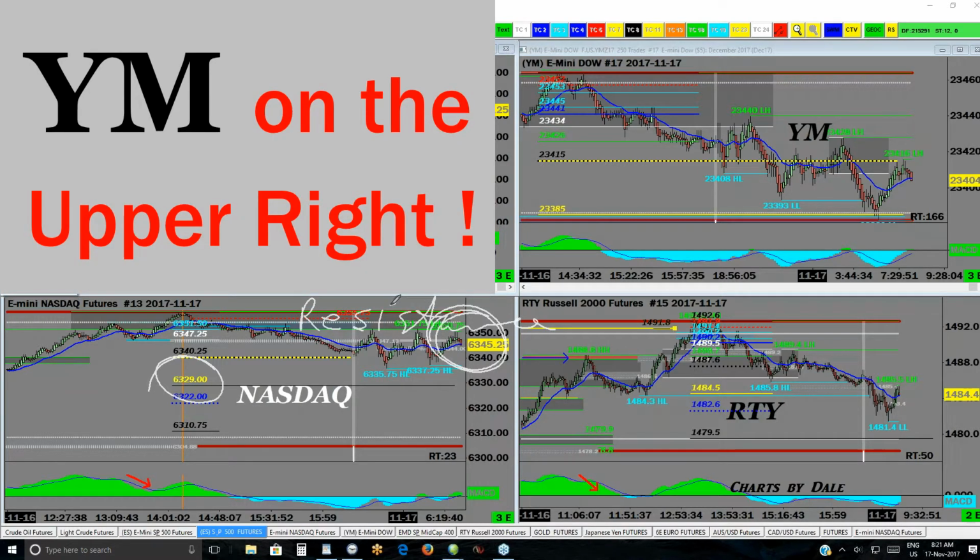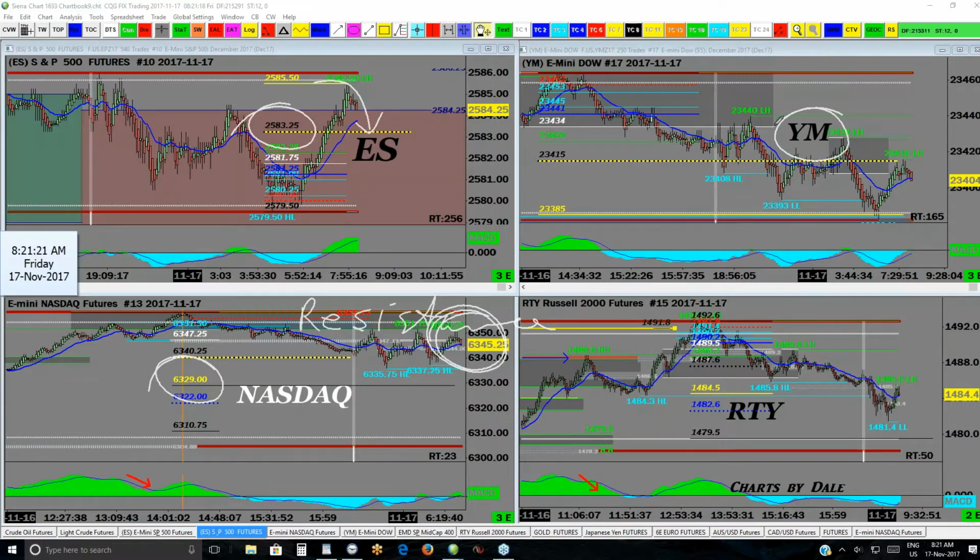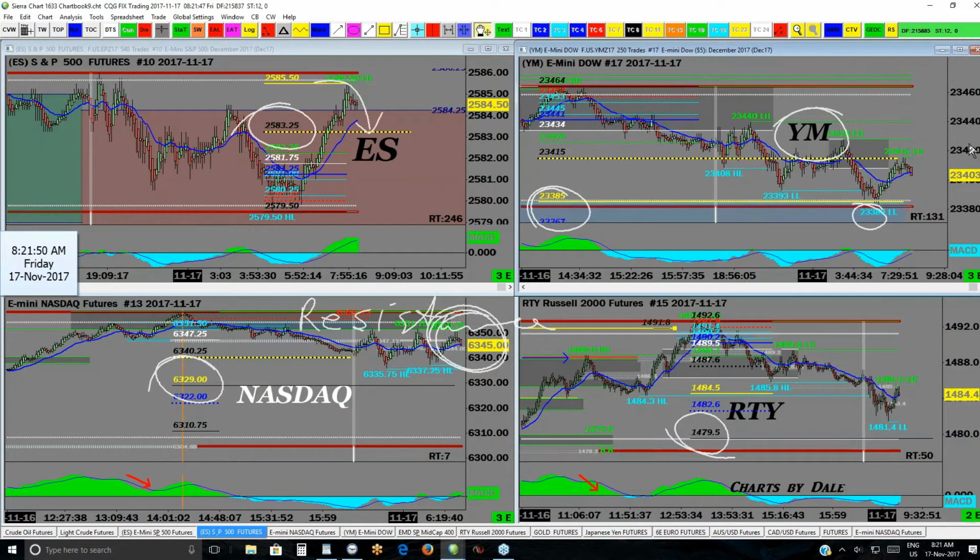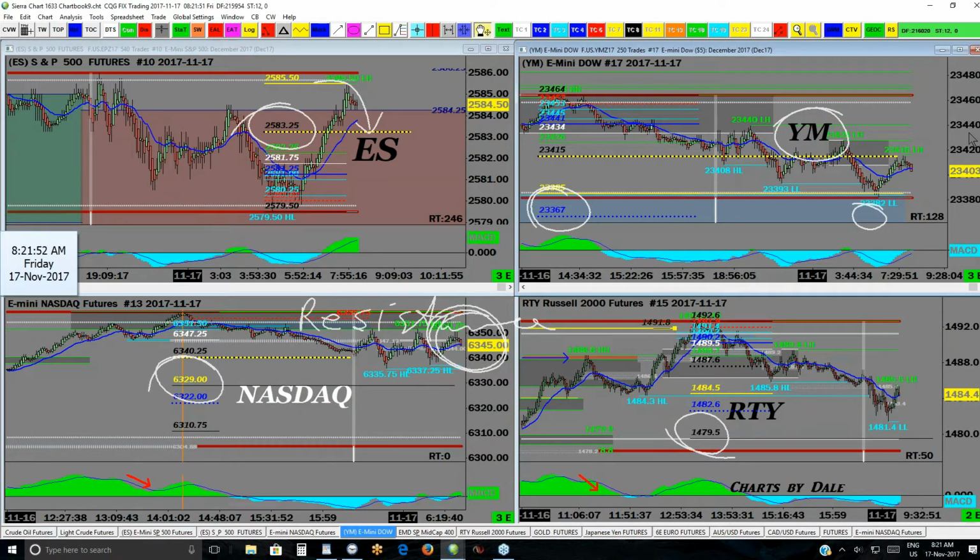YM on the upper left, we're looking for YM to break below the target that was reached earlier, and I'll show you that in just a moment. RTY, we're looking for a target area 1479.5. So on YM, let me scrunch the chart. You should be able to see that right there.